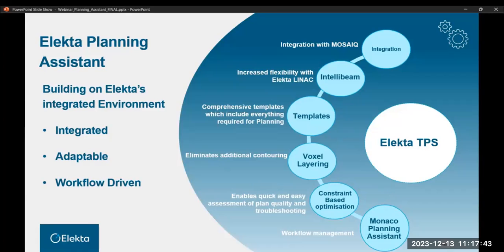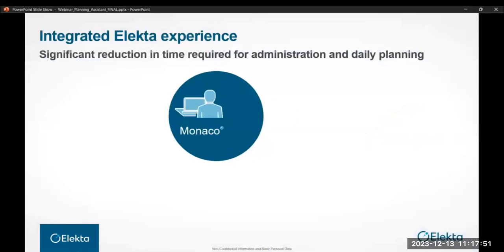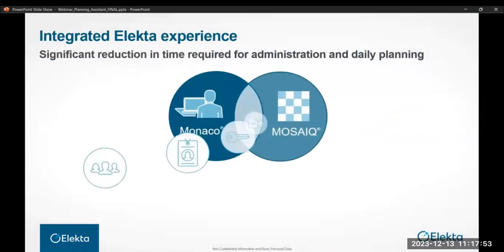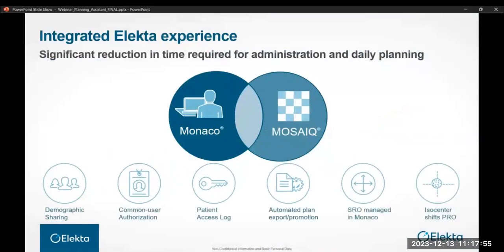And then finally, the Monaco Planning Assistant really adds workflow optimization over the top of it, and I'll describe that a little bit in a second. So when we talk about the integration between Monaco and Mosaic, there are a couple of really good examples to describe that, to actually reduce the time taken for administration and daily planning.